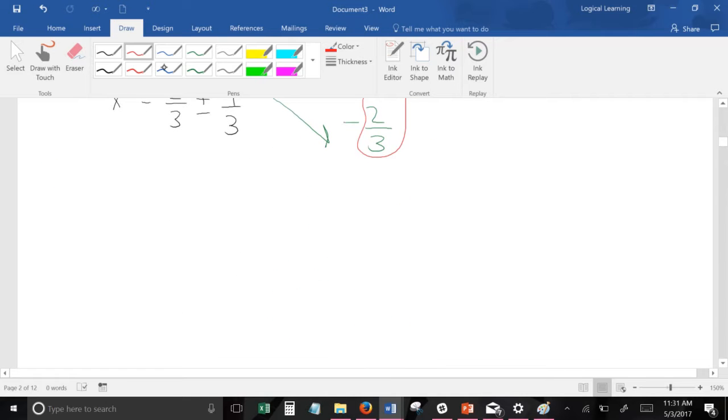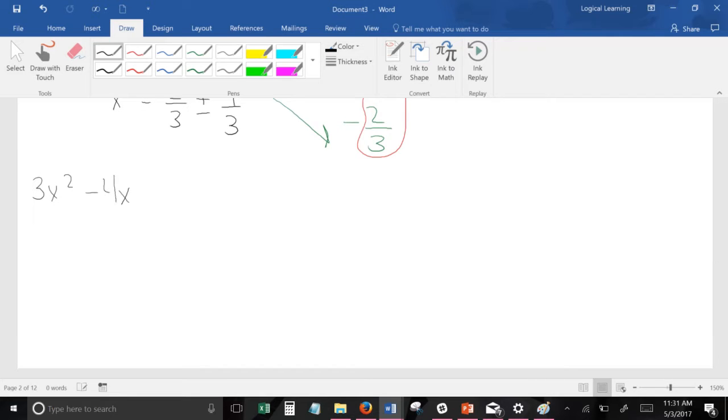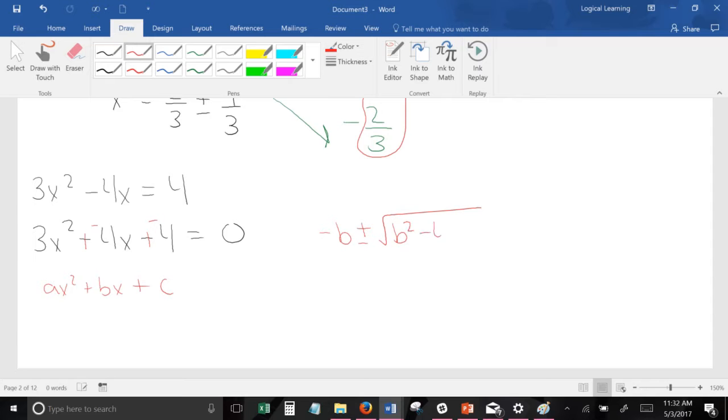So what if we use our quadratic equation method? So we have 3x squared minus 4x equals 4. Algebraically, we put everything on one side: 3x squared minus 4x minus 4 is equal to 0. And remember that since we want it to be in the form ax squared plus bx plus c, we need to make these plus negative. So we have our a, b, and c. Our quadratic formula is given by negative b plus or minus the square root of b squared minus 4ac, all over 2a.